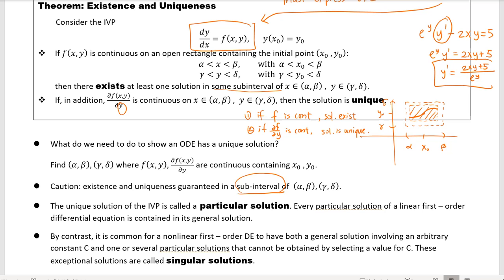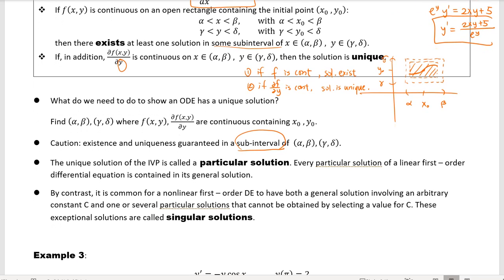Okay? By contrast, it is common for a nonlinear first-order differential equation to have both a general solution involving an arbitrary constant C and one or several particular solutions that cannot be obtained by selecting a value for C. So these exceptional solutions are called singular solutions.